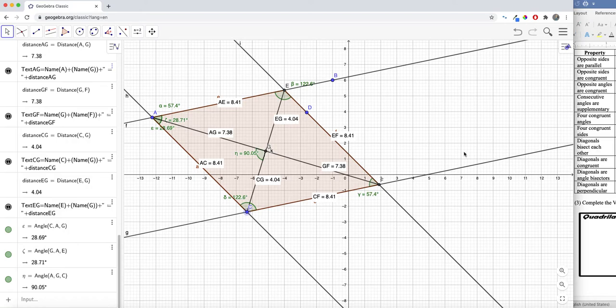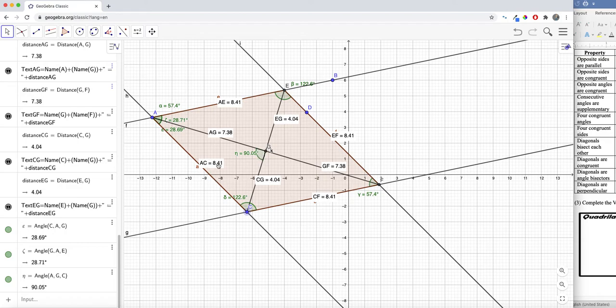Diagonals are angle bisectors. Yes. Now this is probably not a perfect rhombus. That's why these numbers are not exactly the same. But they're really, really close. And so I think it's more just an error on my part rather than this being untrue. Okay. And then diagonals are perpendicular. Once again, this says 90.05. I think I have a small error.